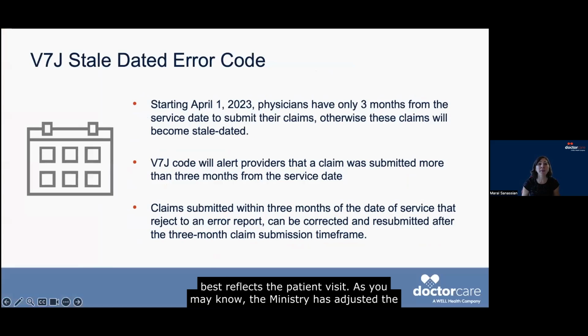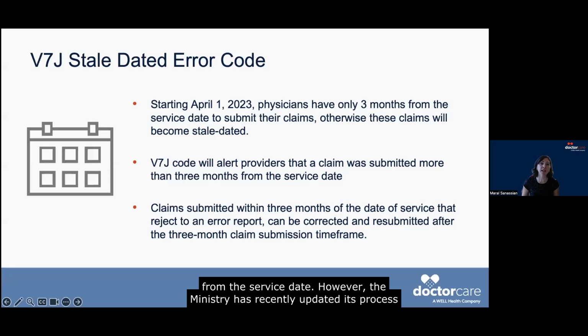As you may know, the ministry has adjusted the timeframe for claim submissions from 6 to 3 months. Starting April 1st, 2023, physicians have only 3 months from the service date to submit their claims. Otherwise, these claims will become stale dated. The ministry introduced the VJ7 stale dated error code, which replaced the W3 explanatory code. This code will alert providers that a claim was submitted more than 3 months from the service date.